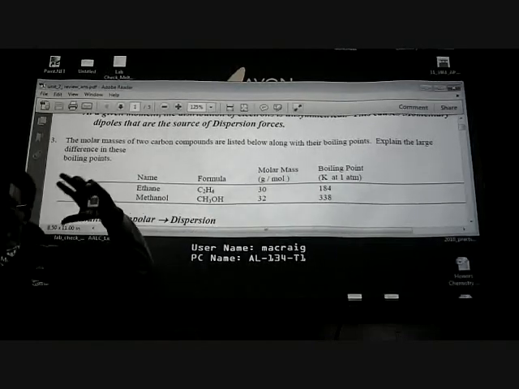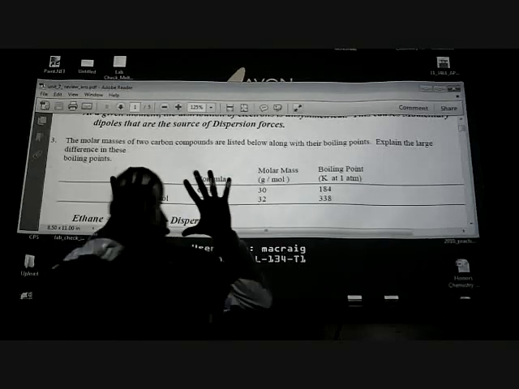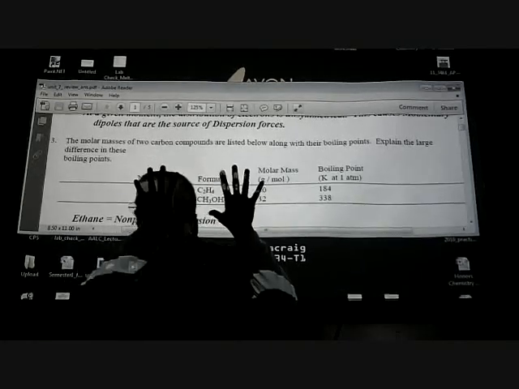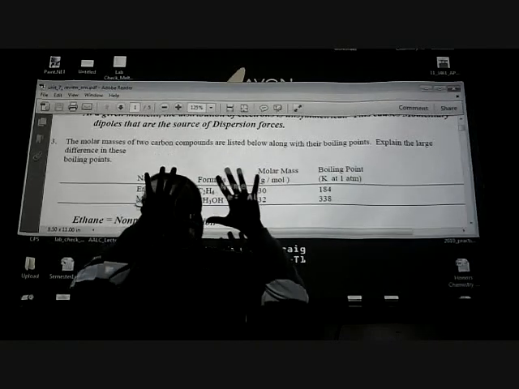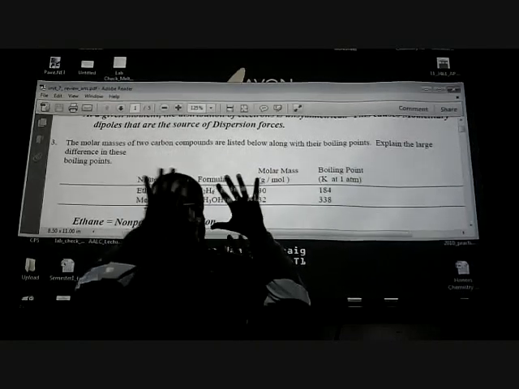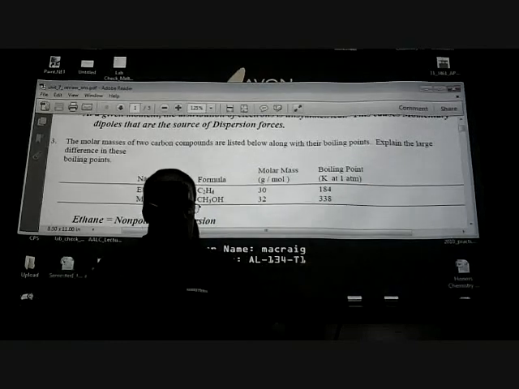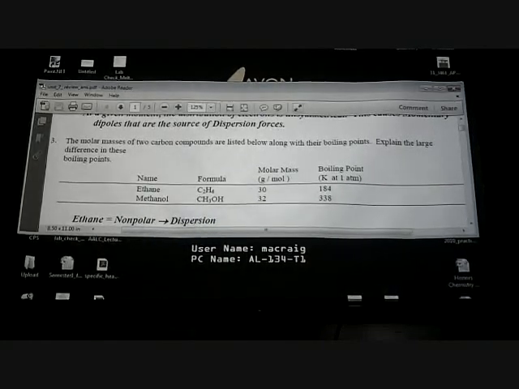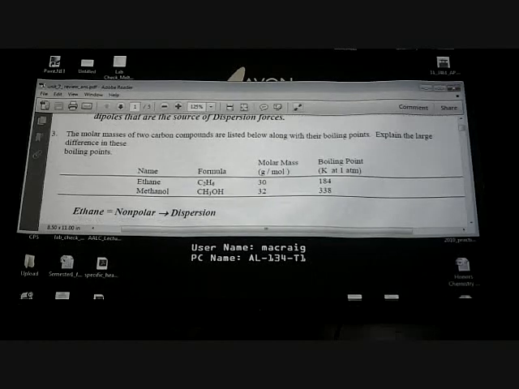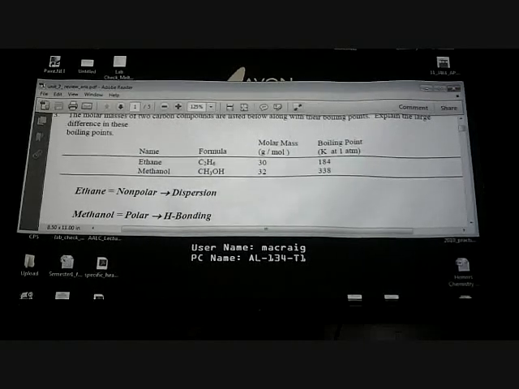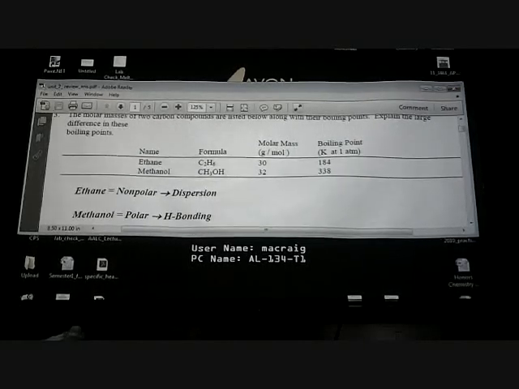And again, if you have strong intermolecular forces, it's kind of like a strong bond. If you have a strong bond with somebody, it's hard to get away from them. If it's a weak bond, you don't care about them, so it's easy to get away. How are you going to know if it's polar or nonpolar? Draw the Lewis structure out.